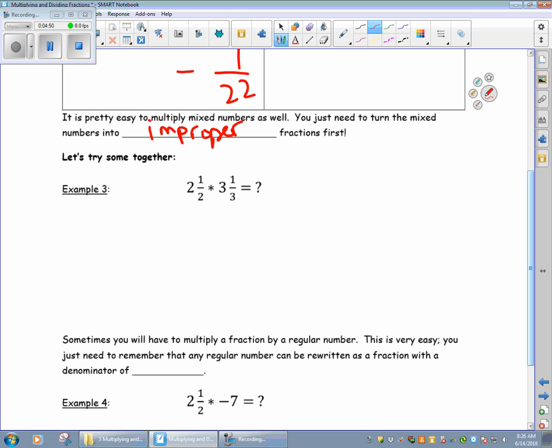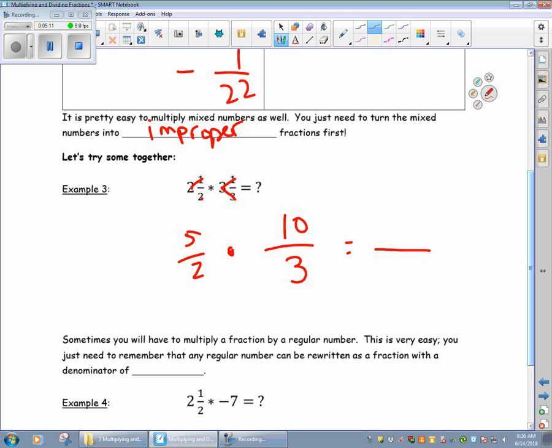You can't leave them as mixed numbers like this and multiply the 2 and the 3. It doesn't really work like that. So let's just do what we did yesterday. Let's do 2 times 2, which is 4, plus 1, which is 5 over 2, times, well, this other one's over 3. What's on top? Well, 3 times 3 is 9, plus 1 more is 10.